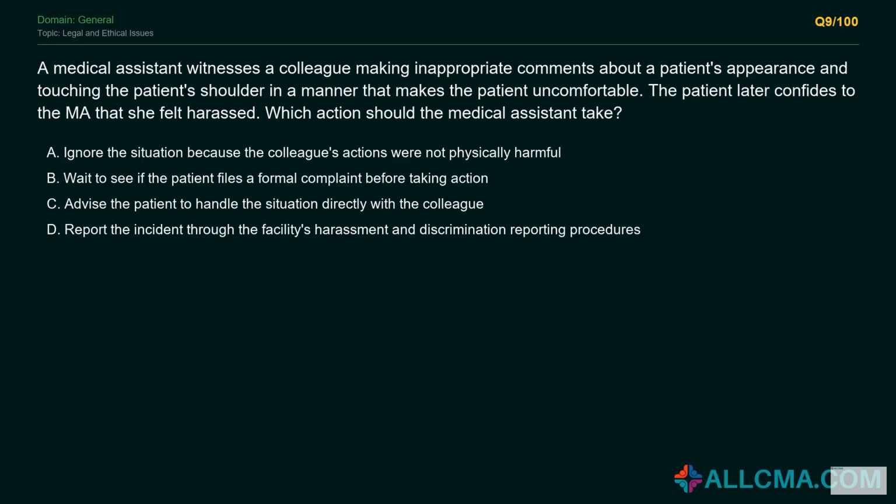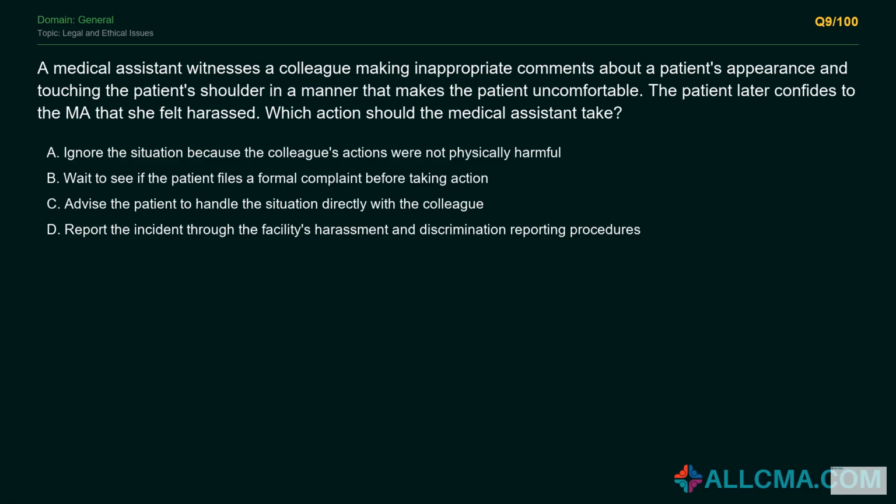Question 9. A medical assistant witnesses a colleague making inappropriate comments about a patient's appearance and touching the patient's shoulder in a manner that makes the patient uncomfortable. The patient later confides to the MA that she felt harassed. Which action should the medical assistant take?